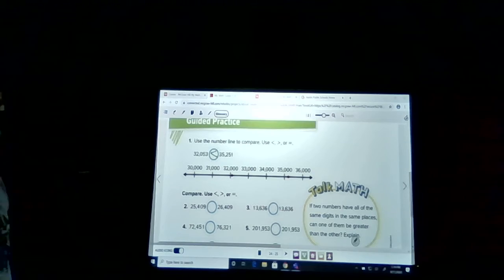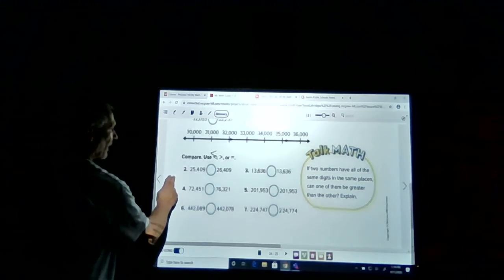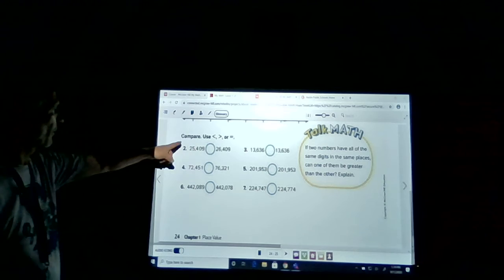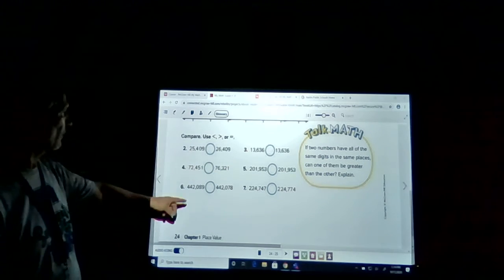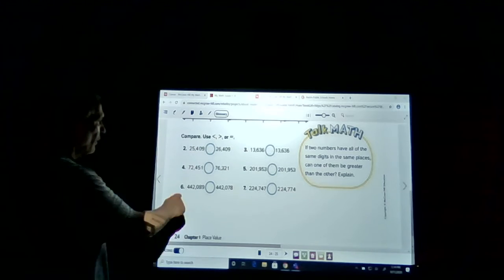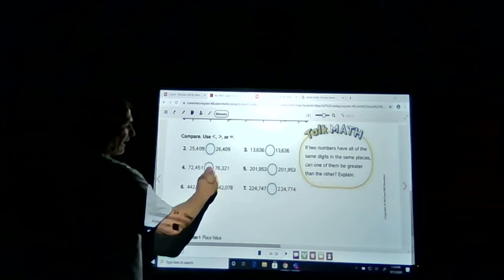35,251. Push pause anytime. I know Mr. B is going fast, but that's all right because you can push pause and play and slow it down and rewind it. Now we're going to compare these numbers. Use less than, greater than, or equal to. 1, 2, 3, 4, 5 digits. 1, 2, 3, 4, 5 digits.